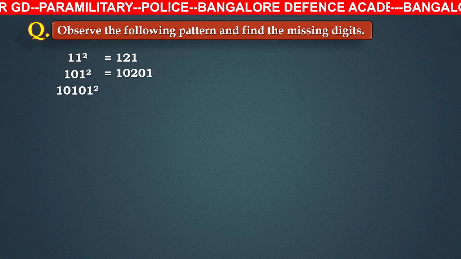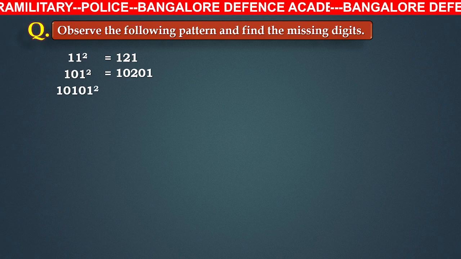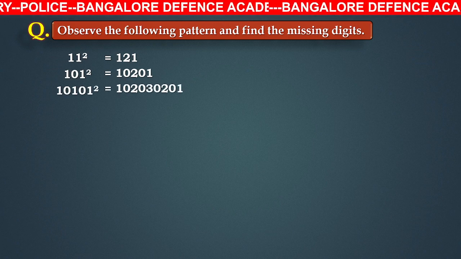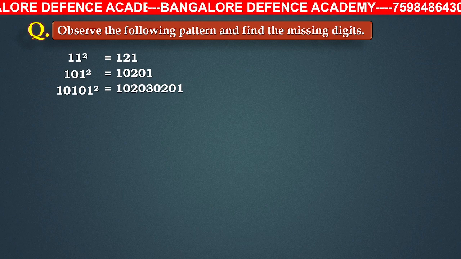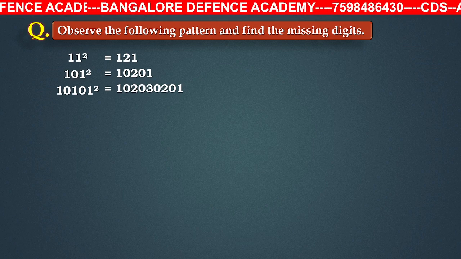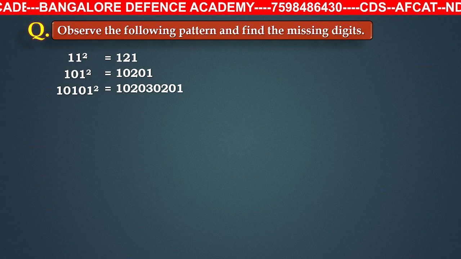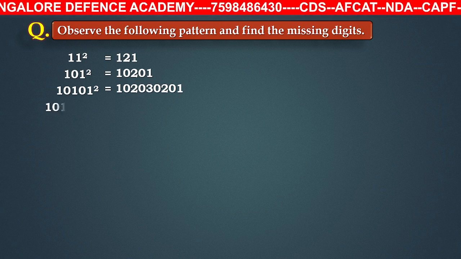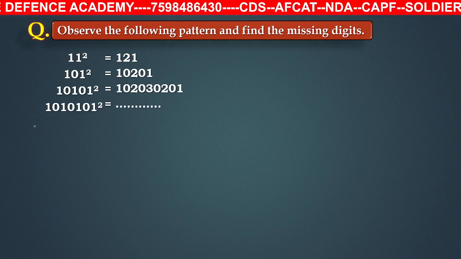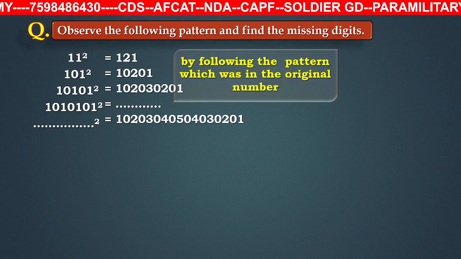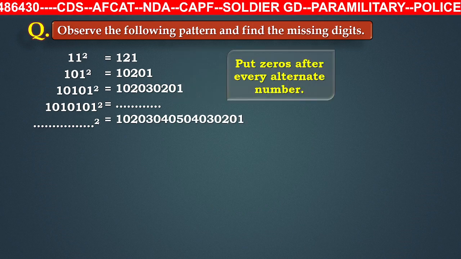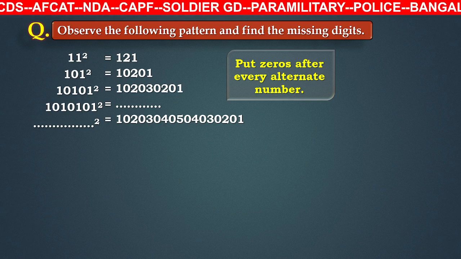So this we have just seen right now. Now the next pattern becomes 10101. So here you have zeros, only one 0 alternately, and the number keeps on increasing, that is 2, 3, 4, 5. Okay, like this. So you have these numbers. Now you are going to tell me the answer for this by following the pattern which was in the original number. Put zeros after every alternate number.